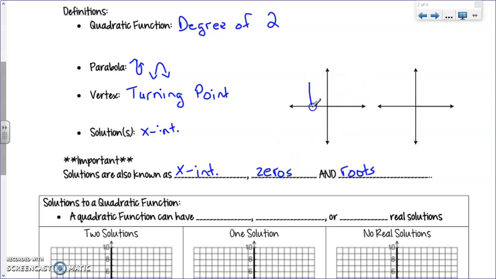Your graph's either going to open up or it's going to open down. And our solutions are where the graph crosses the x-axis. Good so far?